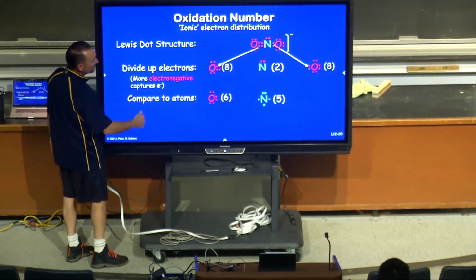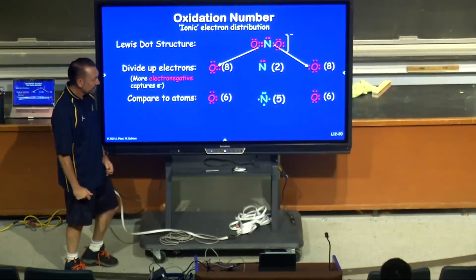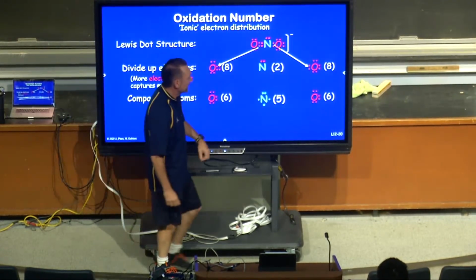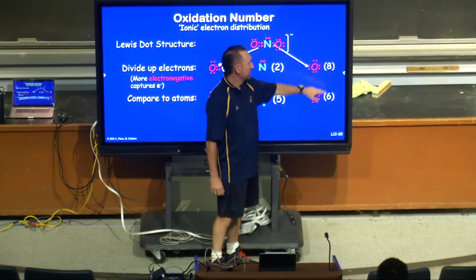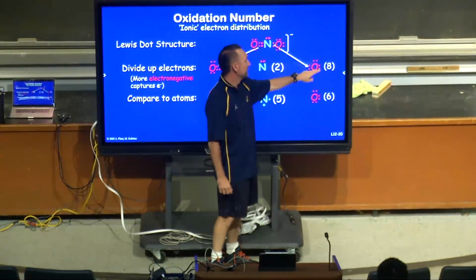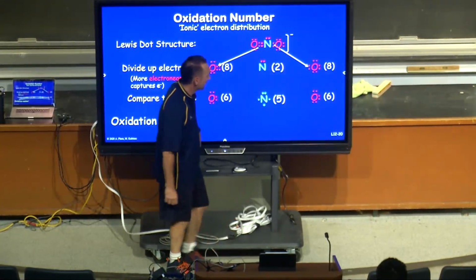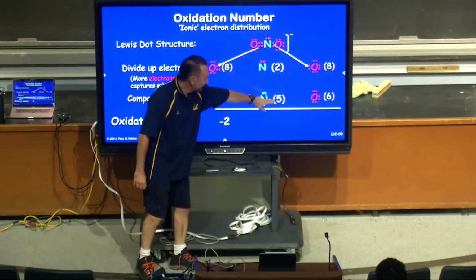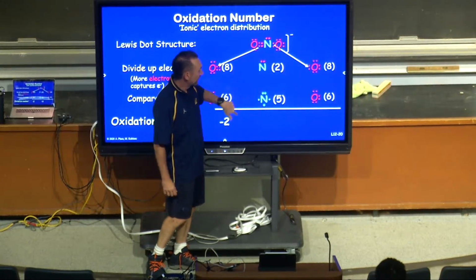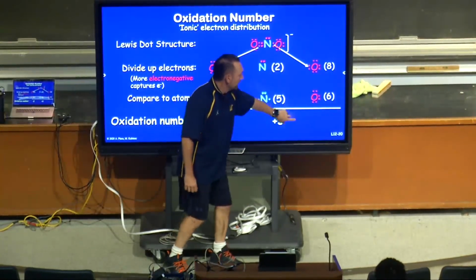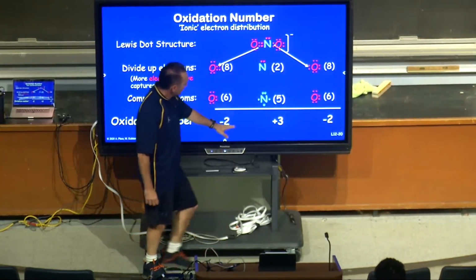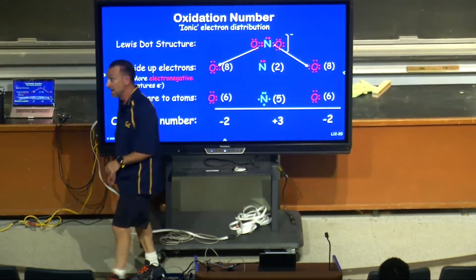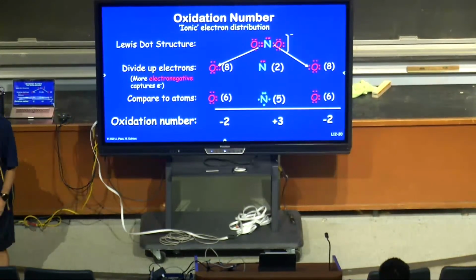We do the same thing, compare it to the atoms. And we can see, well, that has too many electrons. That has too many electrons, so that looks like a negative charge of 2 there, and a positive oxidation number. So this is the distribution of oxidation numbers, and you can see they're quite different than formal charges.